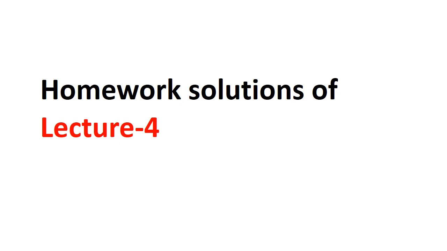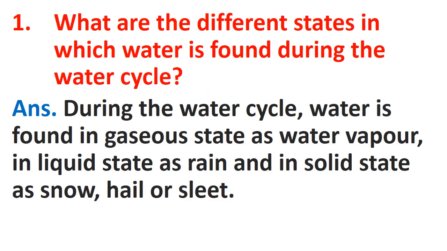Now students, I would be discussing the homework solutions of lecture number 4. Question number 1 was, what are the different states in which water is found during water cycle? So the answer is, during the water cycle, water is found in gaseous state as water vapors, in liquid state as rain, and in solid state as snow, hail or sleet. So this was the answer.